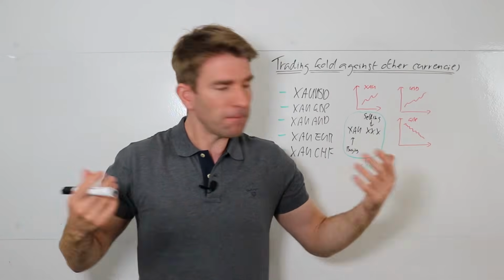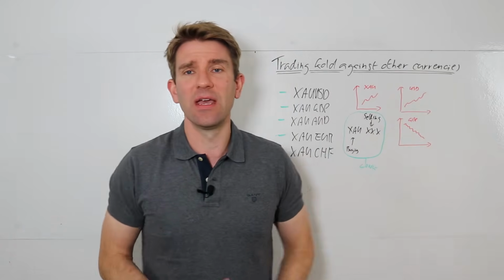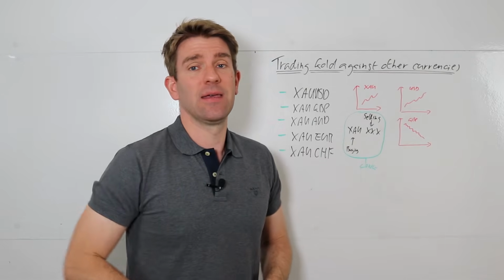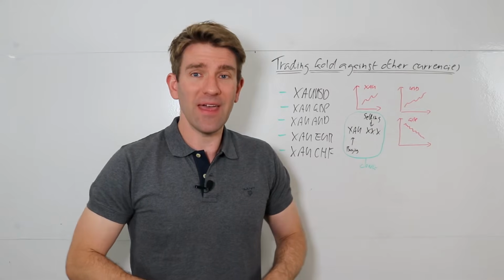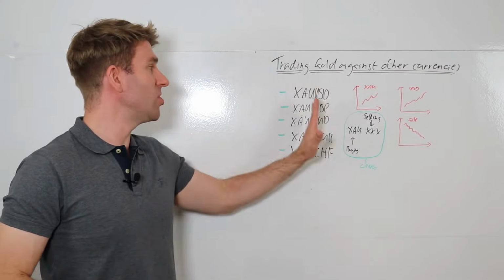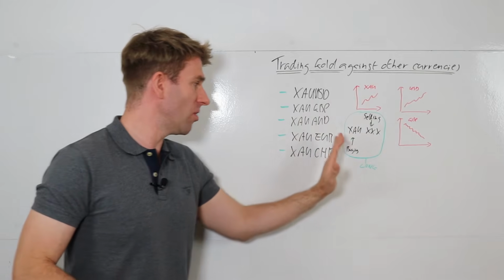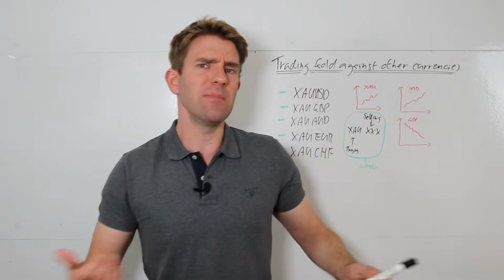You know, if you go to a normal broker, you're trading XAUUSD. However, guys, they have more to offer. They allow you to trade XAU against all these different currencies. So you've got GBP, AUD, Euro, and CHF. So what does that mean for you?